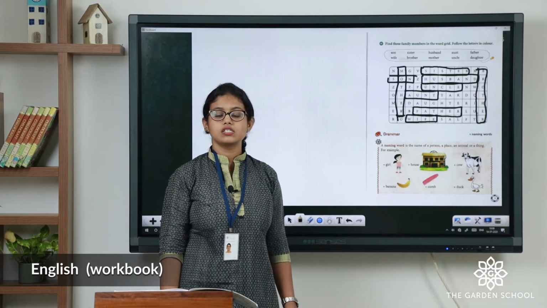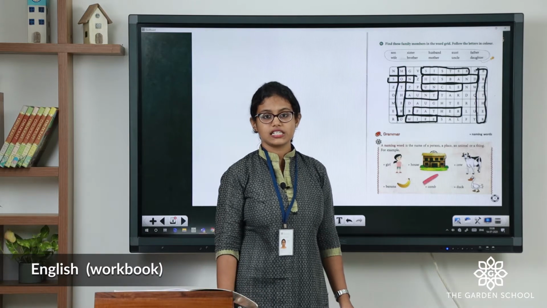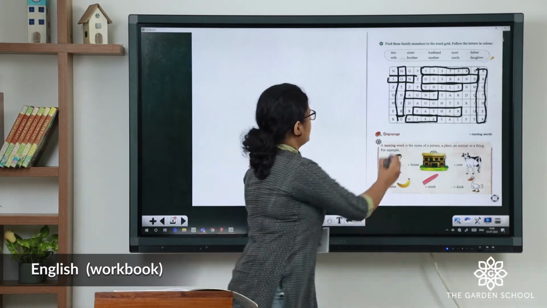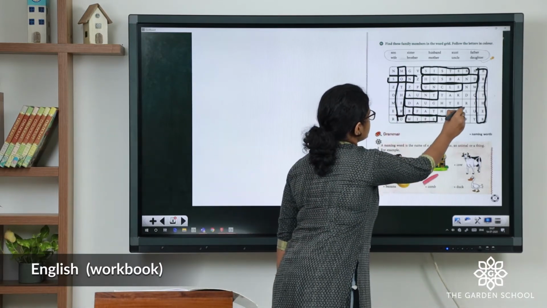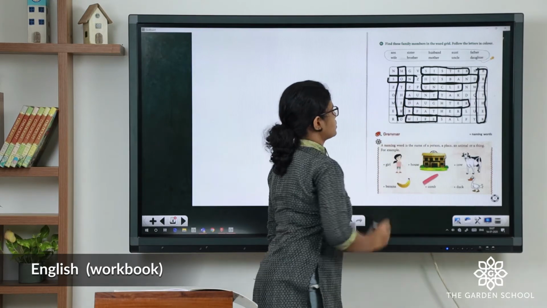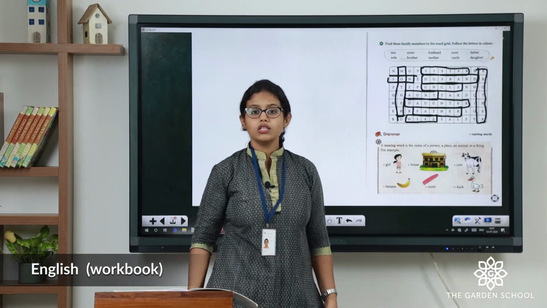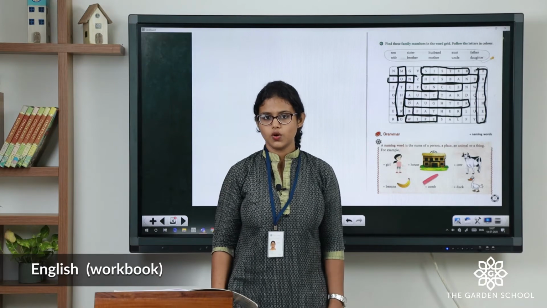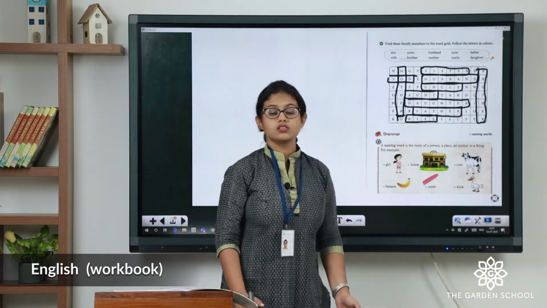Okay, and the last one, which is the last word? The last word is daughter. And what is the first letter? D. D-A-U-G-H-T-E-R. So we have found all the words in the word grid. Okay, now let's move on to naming words.